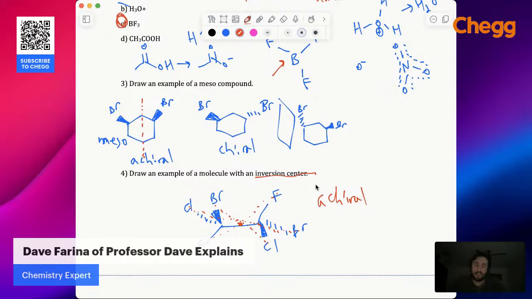Again, someone asked earlier about enantiomers. If something is achiral, then it doesn't have an enantiomer. It has to be chiral in order to have an enantiomer. If it is achiral, it will be the same as its mirror image, which means it does not have an enantiomer.